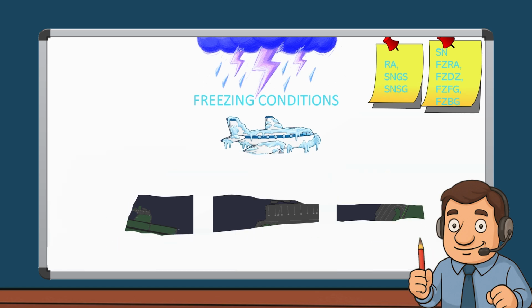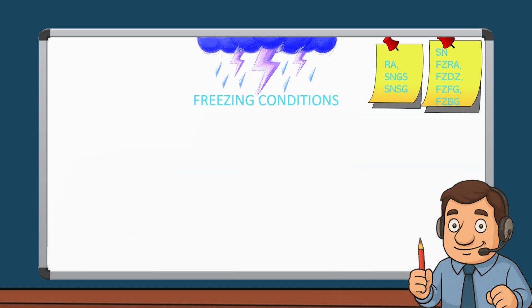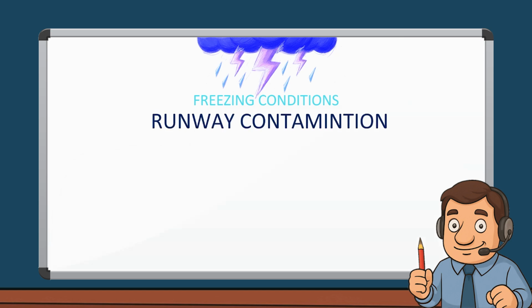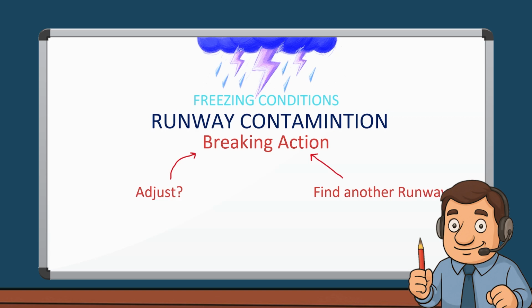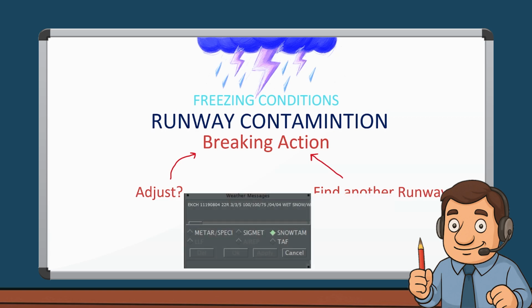Then of course there's the second part of the freezing condition: deposits that may be on the runway, known as runway contamination. These are relatively rare, but may happen in Denmark over the winter. In this case, it's about the braking action, which needs to be adjusted to fit the condition, or alternatively another suitable runway selected. Normally this is displayed in your software through a SNOWTAM, which can be found in Euroscope for each airport.